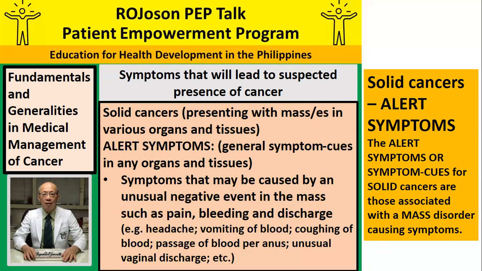The other alert symptoms under the mass effect will be the symptoms that may be caused by an unusual negative event in the mass, such as pain coming from the mass, bleeding, and discharge. Examples are headache, vomiting of blood, coughing of blood, passage of blood per anus, unusual vaginal discharge, etc.